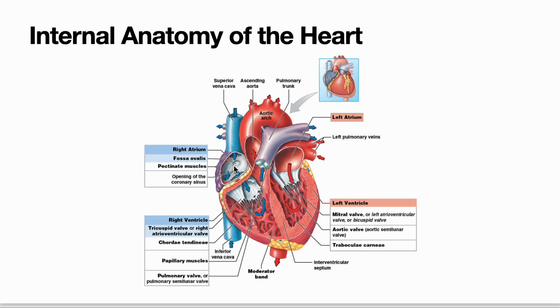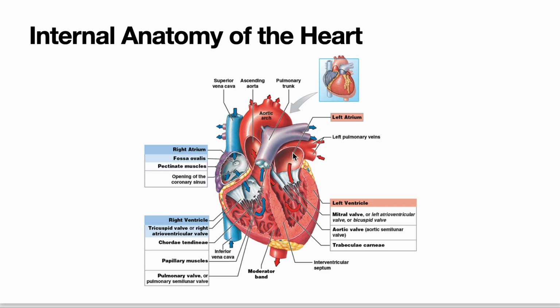And then from the right atrium, it will pass through the tricuspid valve into the right ventricle. And from the right ventricle, this deoxygenated blood will go to the lungs by traveling through the pulmonary semilunar valve into the pulmonary trunk and out the pulmonary arteries to the lungs. And then that blood will get oxygenated in the lungs and it will return to the heart to the left atrium via the left and right pulmonary veins.